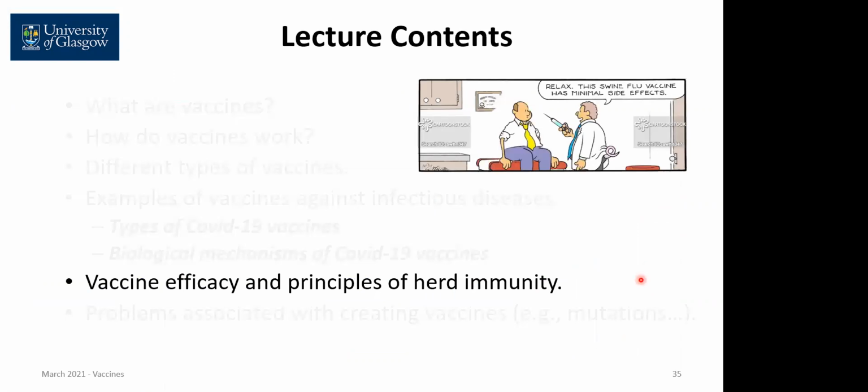So the last two things I want to talk about here are just some terms that you will likely encounter when thinking about vaccines, and if you're ever reading publications about vaccines. So we're going to talk about vaccine efficacy, so basically how effective a certain vaccine is, and also talk about the principles of herd immunity.